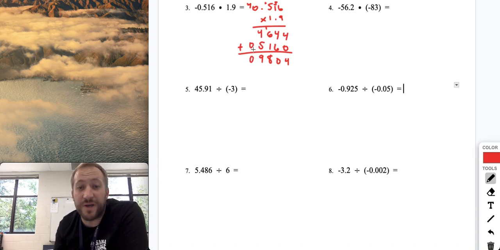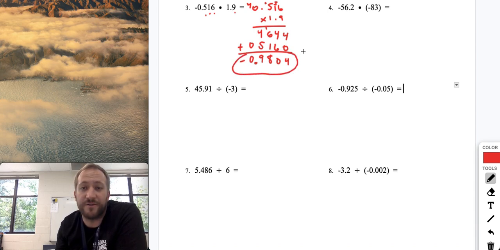So let me go look and see where my decimal is going to go in my answer. I got 1, 2, 3, 4 numbers behind the decimal in the problem. I want 1, 2, 3, 4 numbers behind the decimal in the answer. And this problem is a negative times a positive. That's going to give me a negative answer. That's what I'm looking for right there.